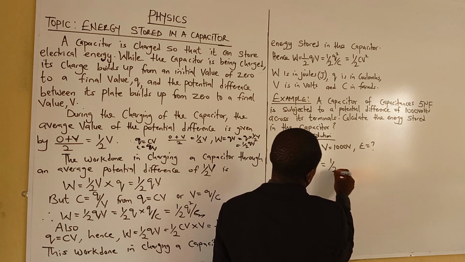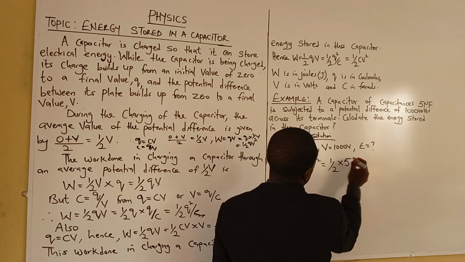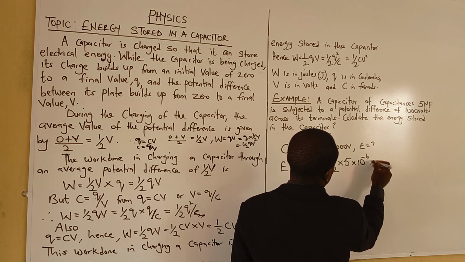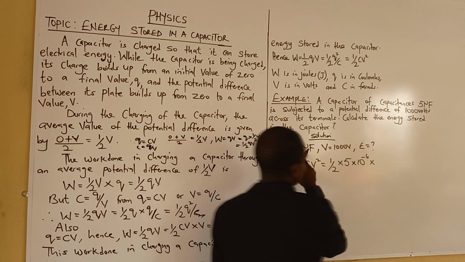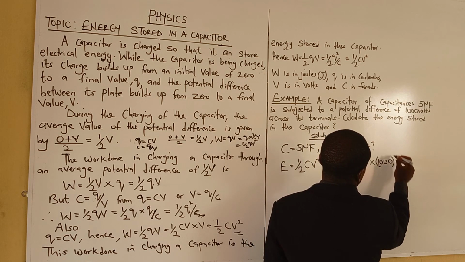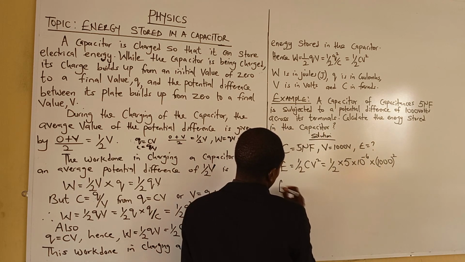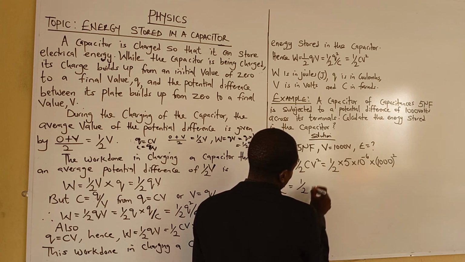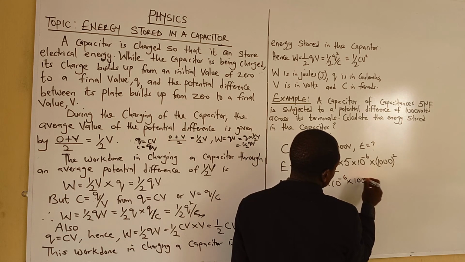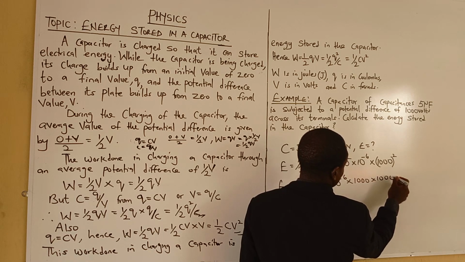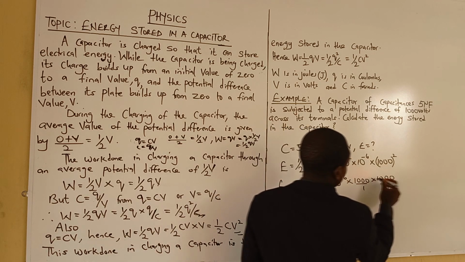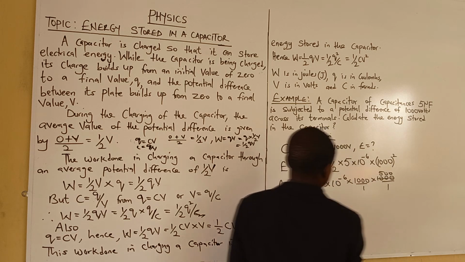Now, which is half times, what's our C? Please change this one to micro: 5 times 10 to the power minus 6. Don't use it as 5 like that, if not, you will not get the answer. Times 1000 squared. Energy equals half times 5 times 10 to the power minus 6 times 1000 times 1000. 2 here 1, 2 here 500.